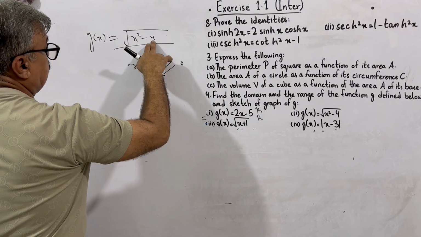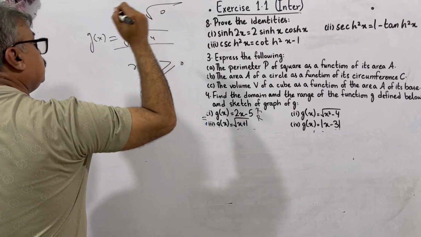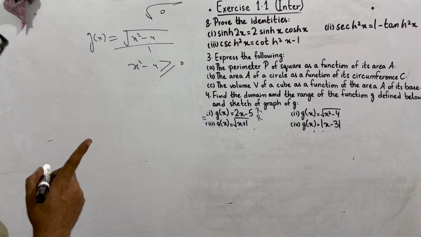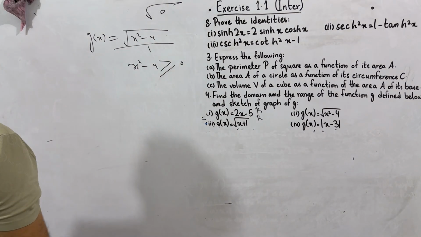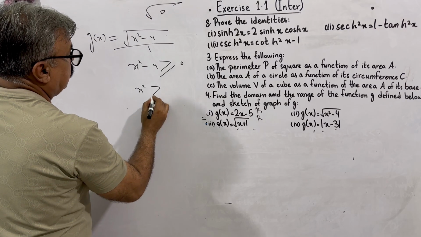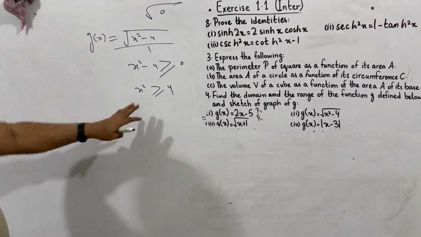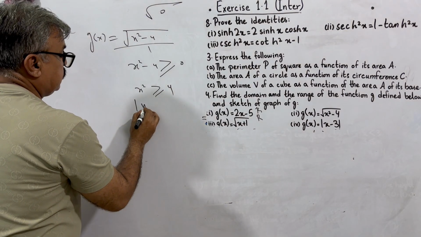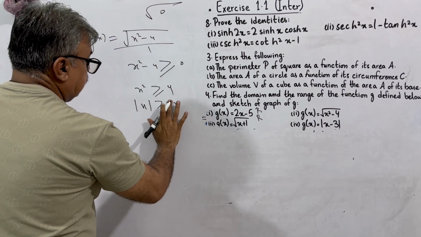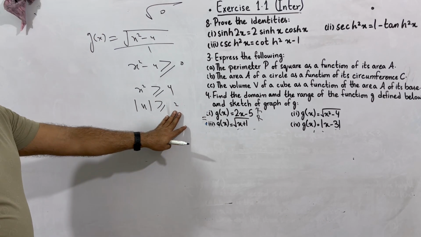Square of 2 is 4, 4 minus 4 is 0. 0 is affordable in the square root if the square root is in the numerator, and that is the case here. So x square is greater than or equal to 4, or mod x is greater than or equal to 2, which one cannot write as a single open interval.